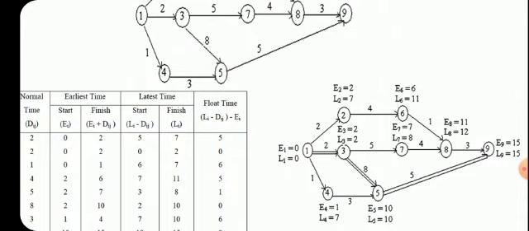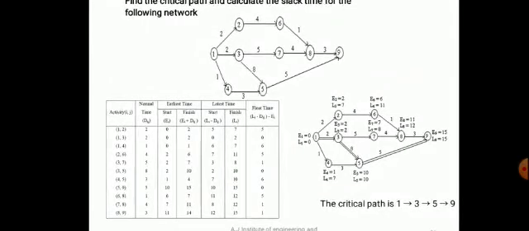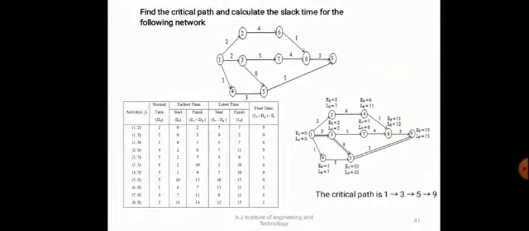That is also a most important thing we should know. 2, 8, 10, 10 plus 5, 15, and this will be considered. Therefore, by the critical path method we can show that 1, 3, 5, 9 is our critical path, where the float is 0, there is no slack. Find the critical path method.